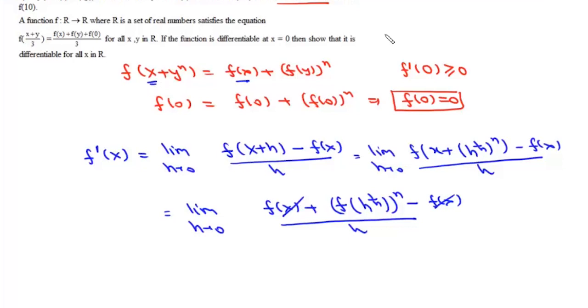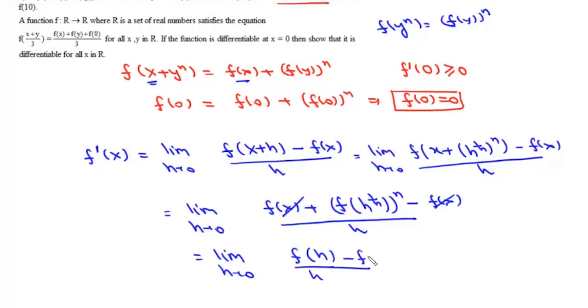Now if we put x as 0, we can write f(y) to the power n is f(y) whole to the power n. That means we can take this power out of this function, or we can put this power inside this function. So if we put this power inside this function, we can write this as this limit h tends to 0 of f(h) upon h. Now f(0) is 0, so we'll write this as f(h) minus f(0) upon h, and this is nothing but f dash 0.